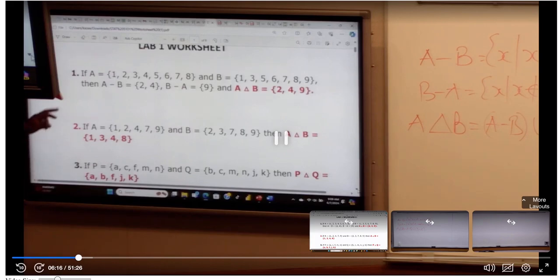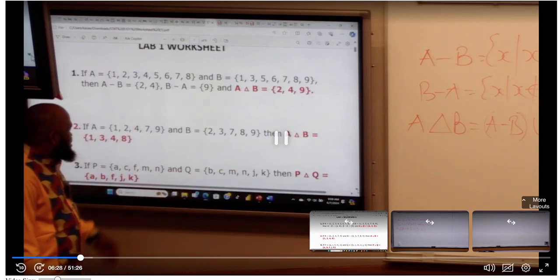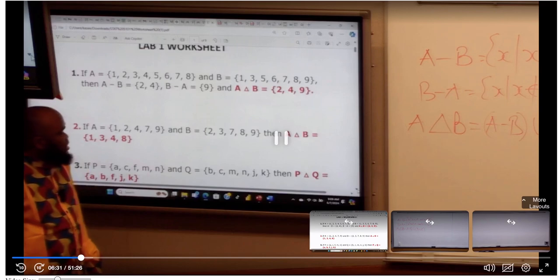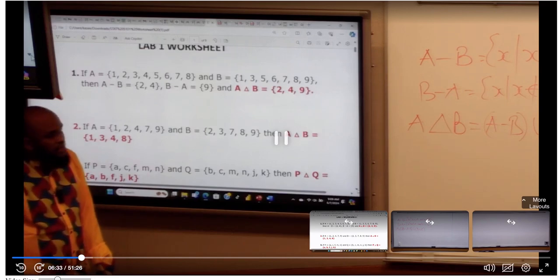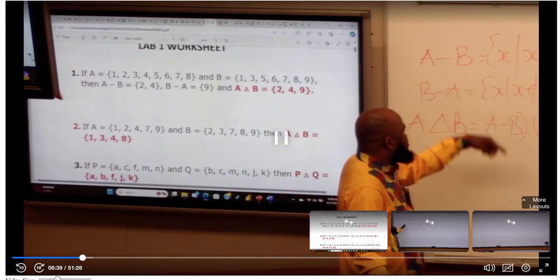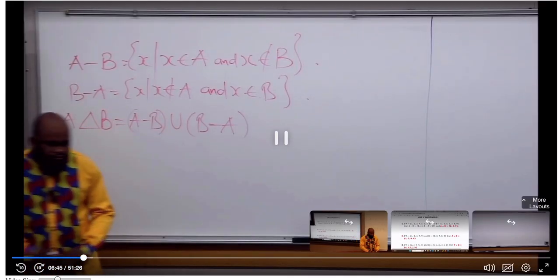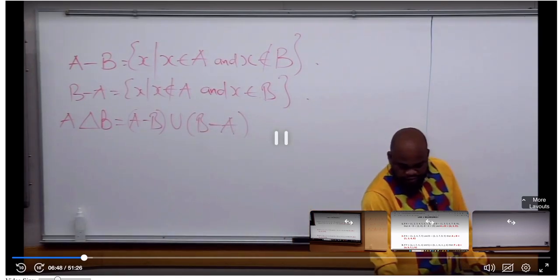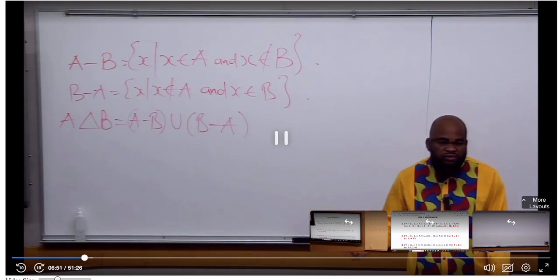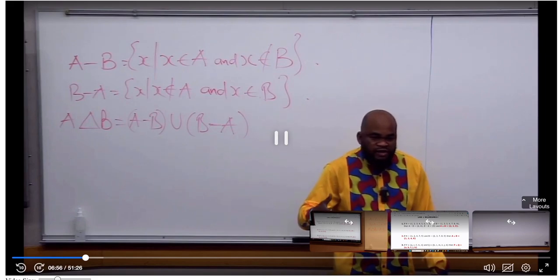So questions 1 and 2 are the same. I'm talking about the same question. In question 2, I ask you to find the symmetric difference directly. So I expect that you first find A minus B and B minus A. And this is the mathematical definition of what I'm talking about. If you take a look at questions 1 and 2, you have numbers in the set.